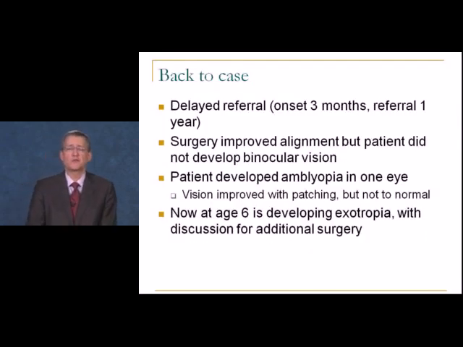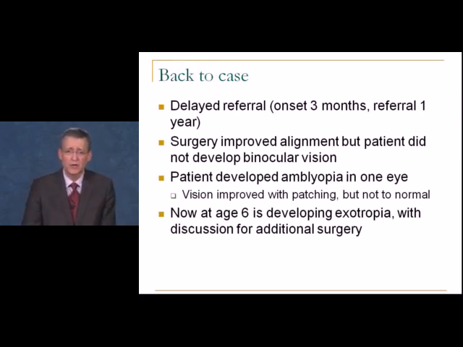So back to our patient. For me, it was a delayed referral. The onset was 3 months. Everybody knew it was there. Didn't get to see the child until 1 year of age. Fortunately, didn't develop amblyopia, had equal vision, but or at least I'm sorry, this patient did develop amblyopia. I was thinking of another one. So the surgery improved the alignment, but the patient never developed binocular vision, wasn't able to see 3D on the 3D test, and maybe wouldn't have even if I'd gotten the patient at 3 months, but we won't know. Did develop amblyopia in one eye. Vision is better with patching, but not back to normal.